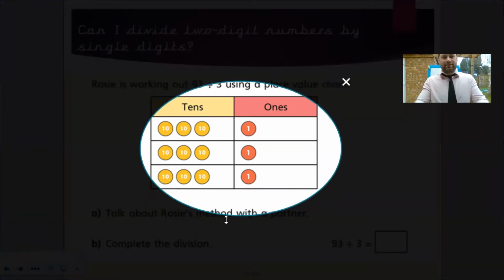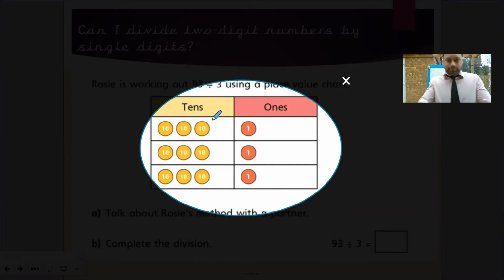Okay, so in our circle, we've got 93 counters altogether, haven't we? Because we've got 6 10s here, and then 9 10s there. So that all adds up to 90. And then we've got 3 1s over here. So 90 plus 3 is 93. So we know we've got 93 here. And then what Rosie's done, she's divided 93 into 3 groups.